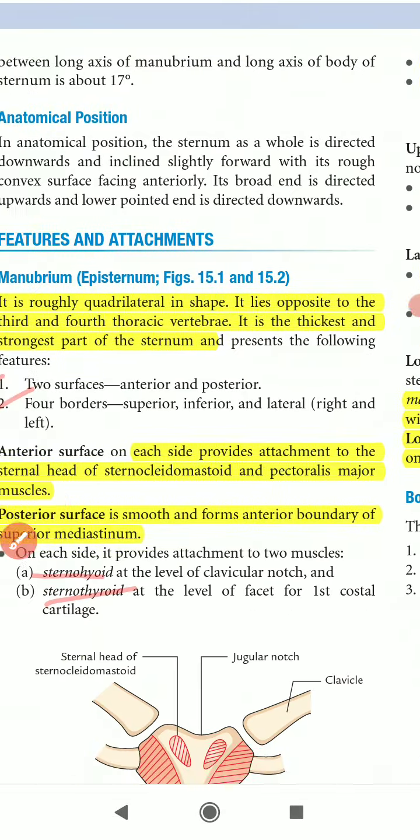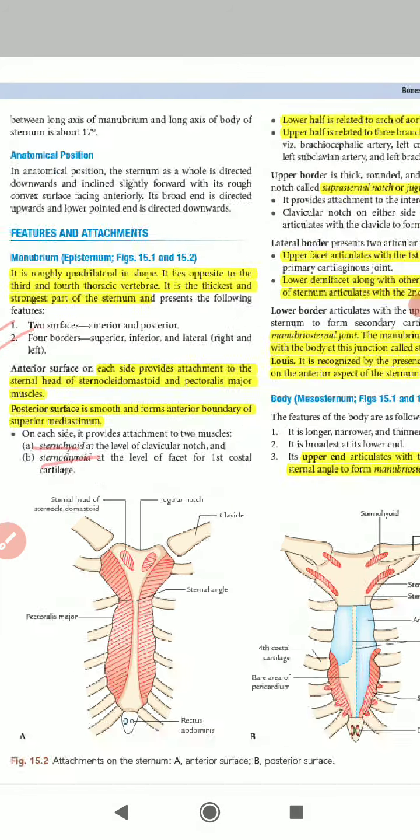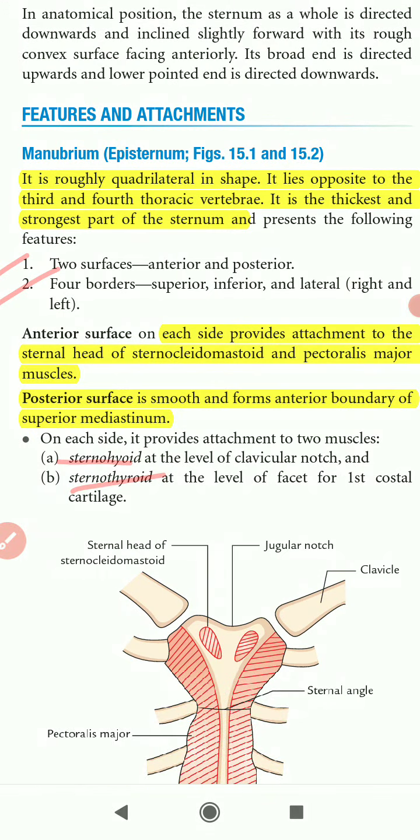Now let's move to the features and attachments. At first we will talk about the manubrium. The upper part is known as the manubrium or manubrium sterni, or you can say episternum also.